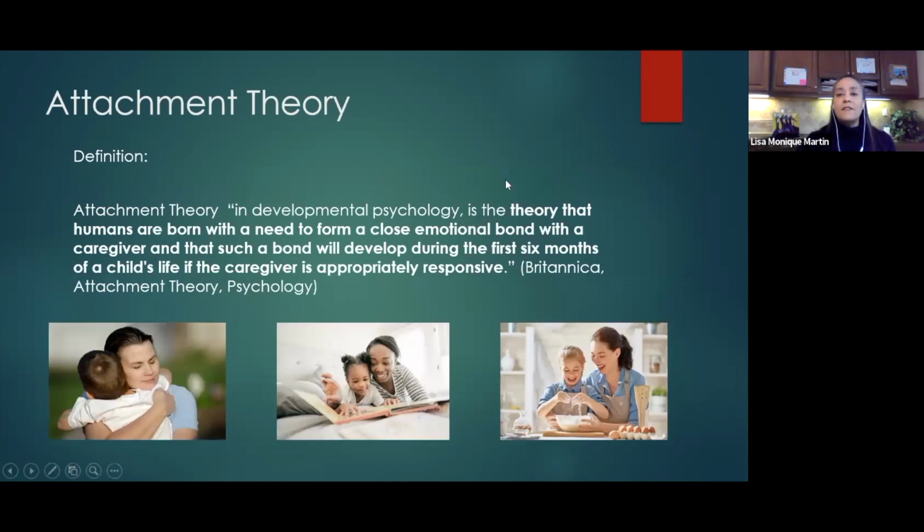So what is the definition of attachment theory? Attachment theory in developmental psychology is the theory that humans are born with a need to form a close emotional bond with a caregiver, and that such a bond will develop during the first 6 months of a child's life if the caregiver is appropriately responsive.